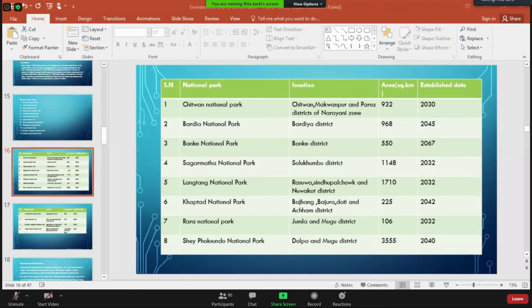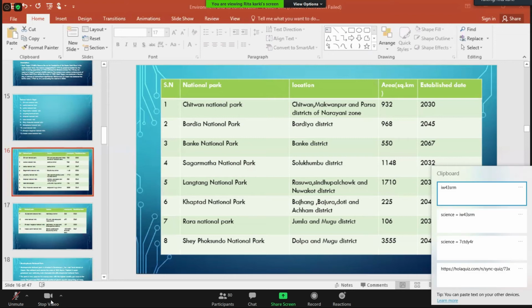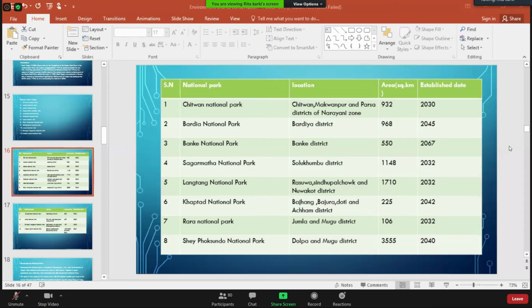So, Chitwan National Park is the oldest national park. Sagarmatha National Park was established after Chitwan National Park, but it was listed in the World Heritage Site before Chitwan National Park because of the presence of the world's highest peak, that is Sagarmatha. Clear?